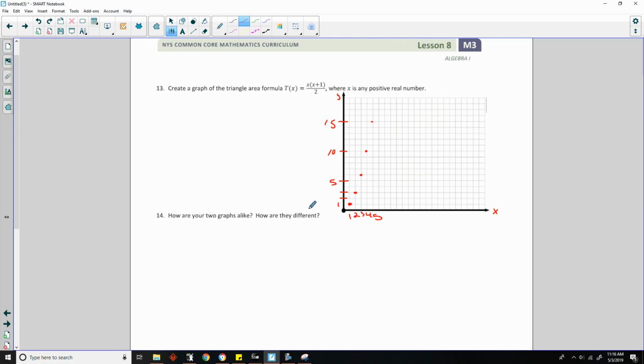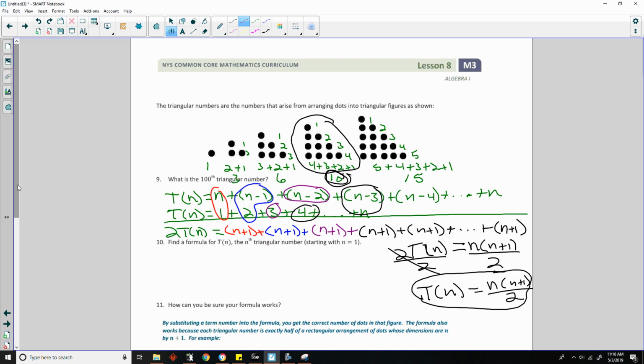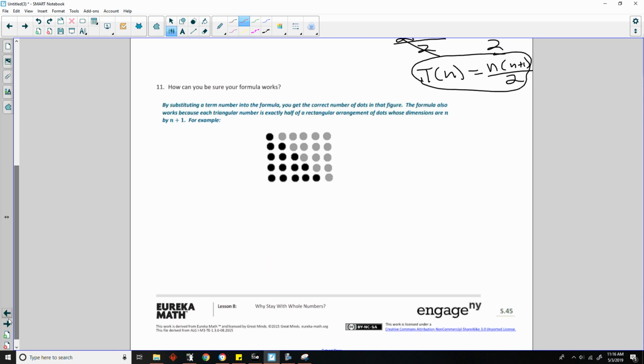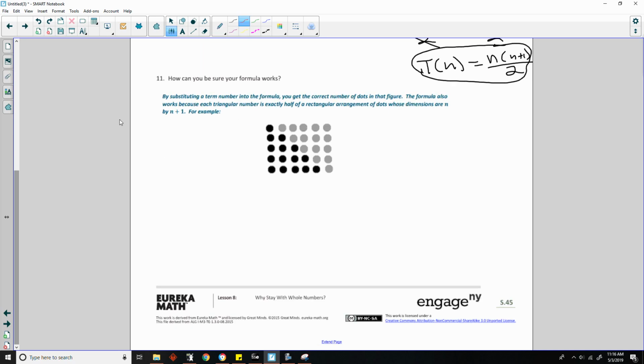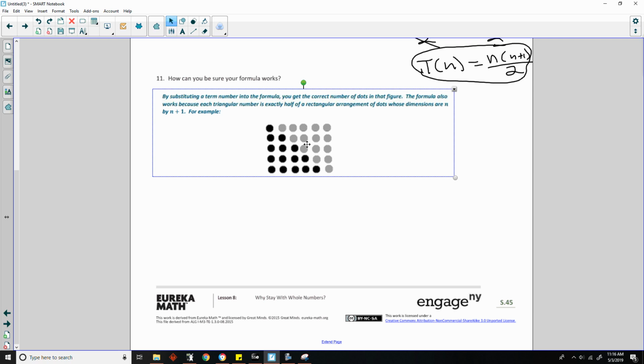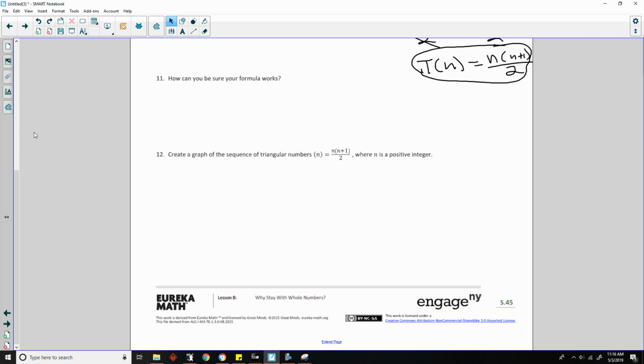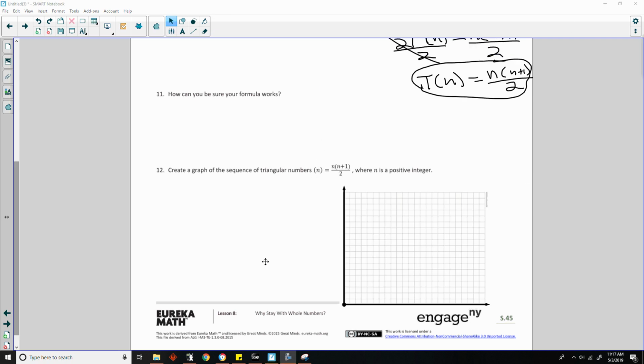Okay, how are your two graphs alike and how are they different? What two graphs? Create a graph of the sequence, done. Create a graph of the triangle area formula T of x. Did I skip one? Something is missing in this student edition. I'm going from 11. Oh, I bet you I know what. I think I covered it with this. Whoops. Okay, just one moment. Okay, my apologies. I did T of n first. Or I did n first.